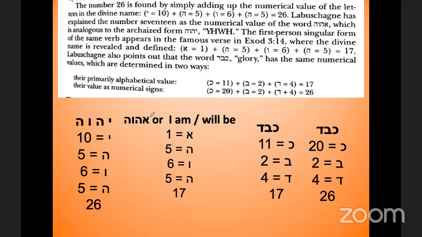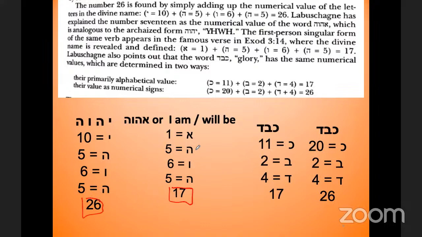the divine name, but spelled with an aleph, because this is actually, when we look at Exodus 3:14, where the divine name is revealed and defined. So Yahweh reveals his name, the first person singular form of the verbal form of his name, to Moshe. So we have an aleph. So this is I am or will be. So aleph is 1, He is 5, Vav is 6, and then another He. So we end up with 17.